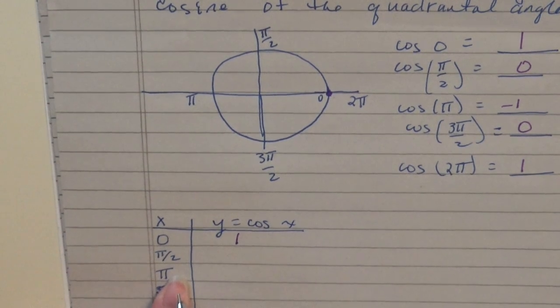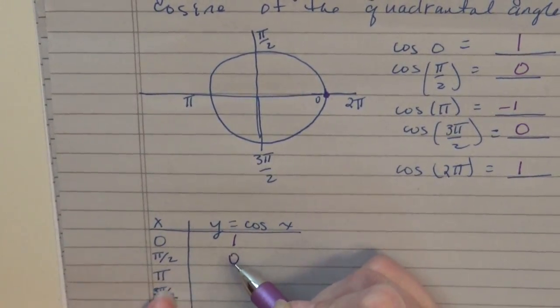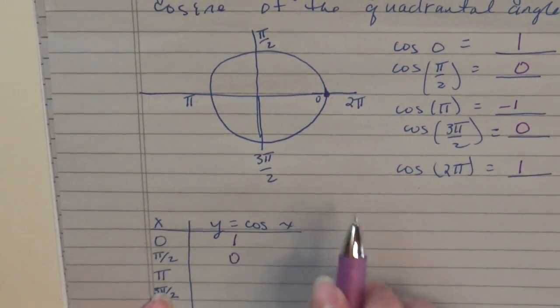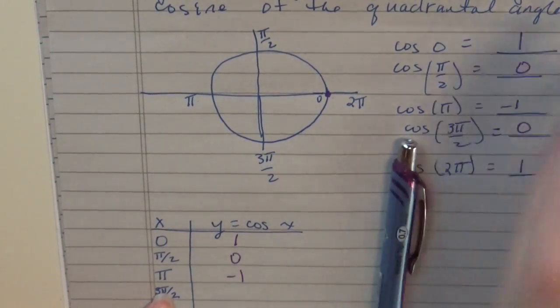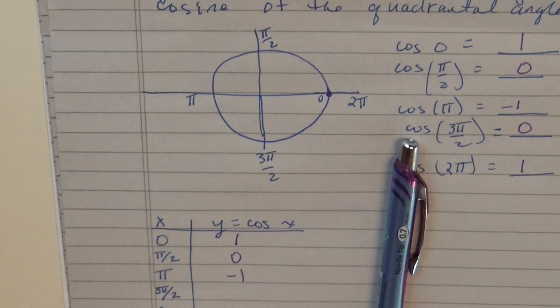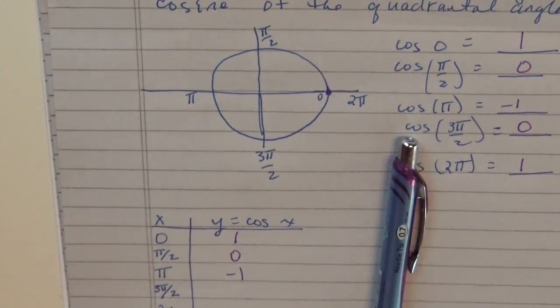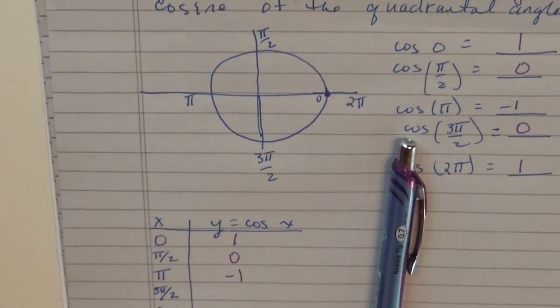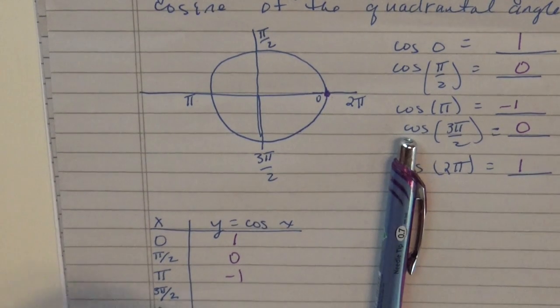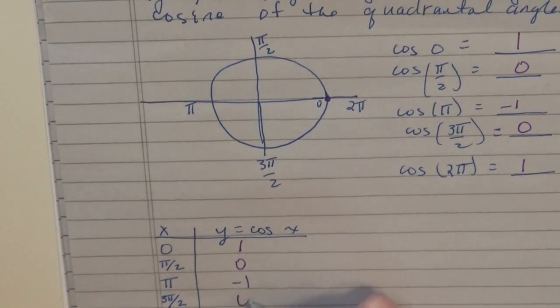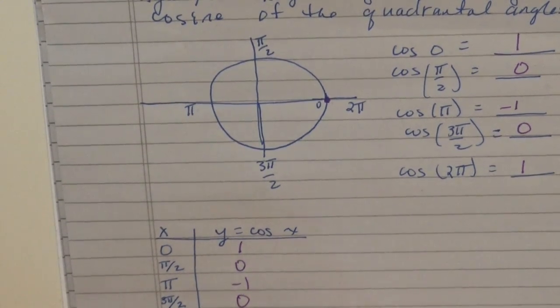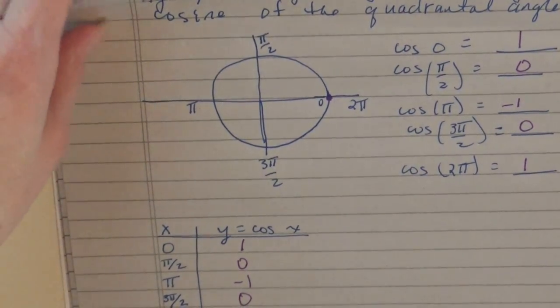Cosine of pi over 2 would be 0. Cosine of pi would be negative 1. Cosine of 3 pi over 2 is 0, and cosine of 2 pi is 1. All right, and then we can plot these points on our graph.